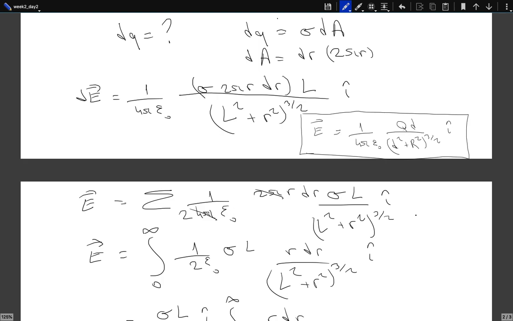Now you can, in fact, instead of the infinite plane, you can ask what is the electric field of a disk. The derivation will be identical. The only difference being, instead of going up to infinity, you will go up to some finite radius r. That will give you a disk instead of the infinite plane.